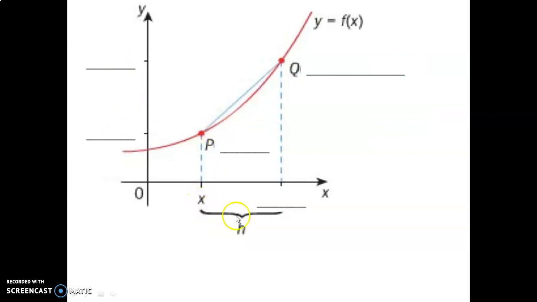We just have x here and h here. So let's try this again. Take a moment to draw it now. We're looking for the slope from P to Q, so we draw our slope line here, our secant, and we have our triangle to show the slope.